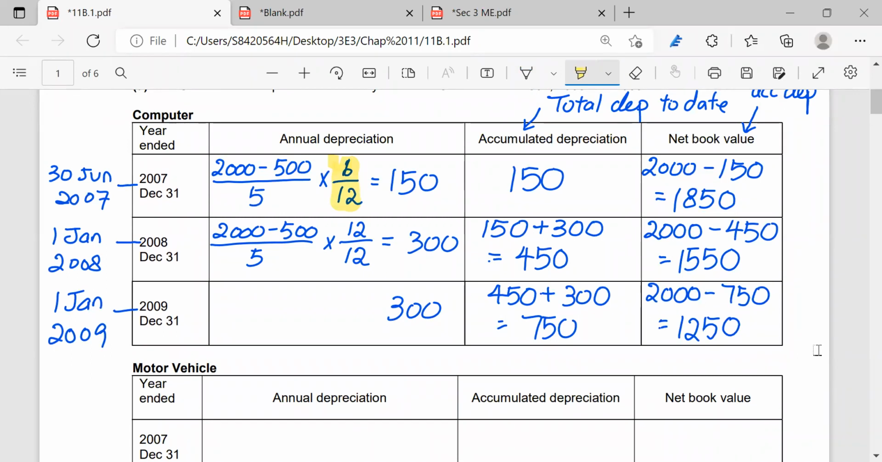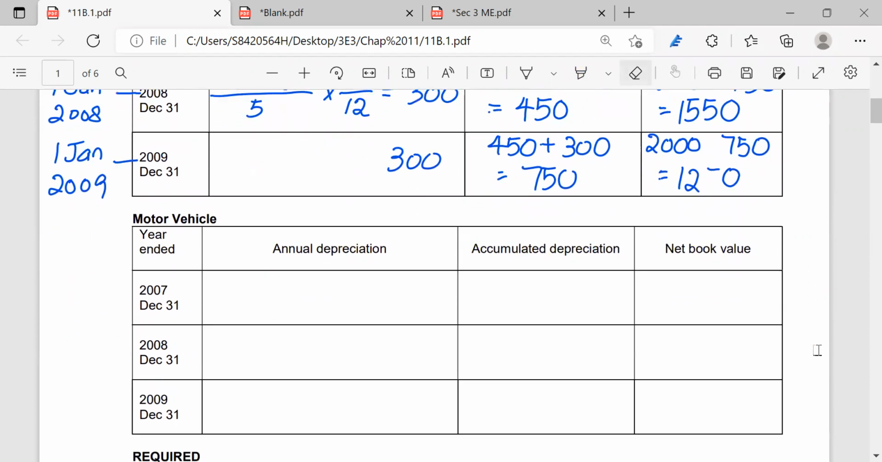Maybe we take a look at the motor vehicle and ask ourselves, for the first year, how many months did we use it? The question given is quite interesting because it looks the same, but it's not the same. For the motor vehicle, we actually use it from 1st March 2007 to 31st December 2007. Can you count the number of months? I'll give you 15 seconds to think it through.